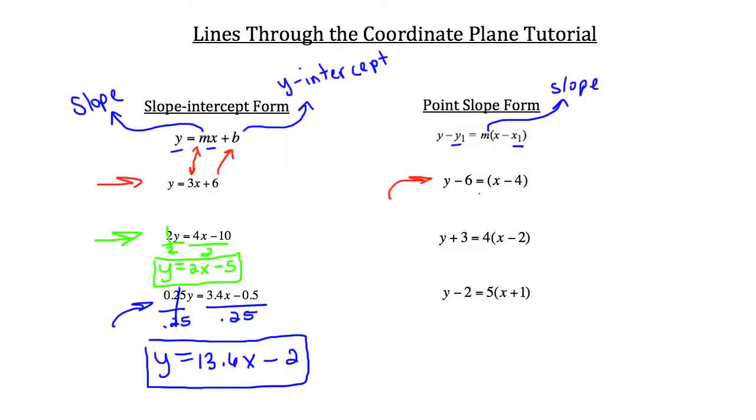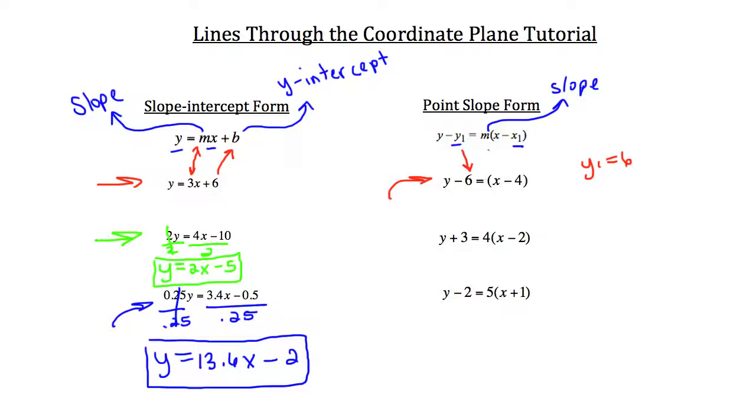Y minus 6 is equal to x minus 4. In this case, you know that positive 6 must be your y1, because normally the equation in point-slope form is written as y minus y1. So y minus 6 in this case. So y1 must equal 6. If y1 were negative 6, it would have been y plus 6, because a minus and negative is a plus.